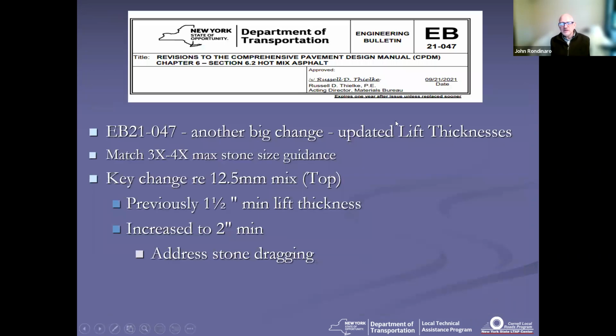Another bit that's in, talk about that real quick. Another big change that came out of EB 21047 was it updated the lift thicknesses to better match the 3 to 4 times max stone size guidance that's accepted internationally. Key change was to the 12.5 mix, the tops that are used for overlays. Previously, we always used 1.5 inch minimum thickness, but we were having problems with stone dragging. And so that was increased to 2 inches minimum. So your 12.5 goes down 2 inches minimum, your 9.5 can still go down at 1.5 inches.